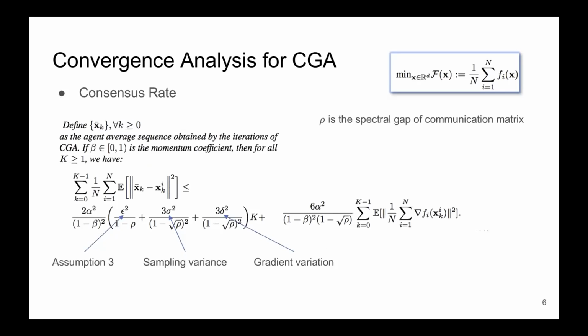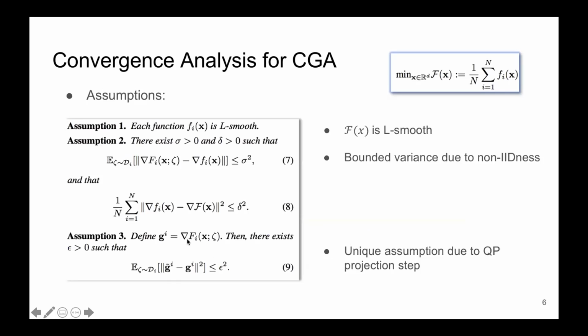And here is a consensus rate. They only focus on non-convex objective functions. This theorem shows that the CGA achieves a consensus among the different agents. You can see this consensus rate includes two parts, the first part and the second part. In the first part there are three terms, and rho here is the spectral gap of the communication matrix. And epsilon here is controlled by assumption 3.